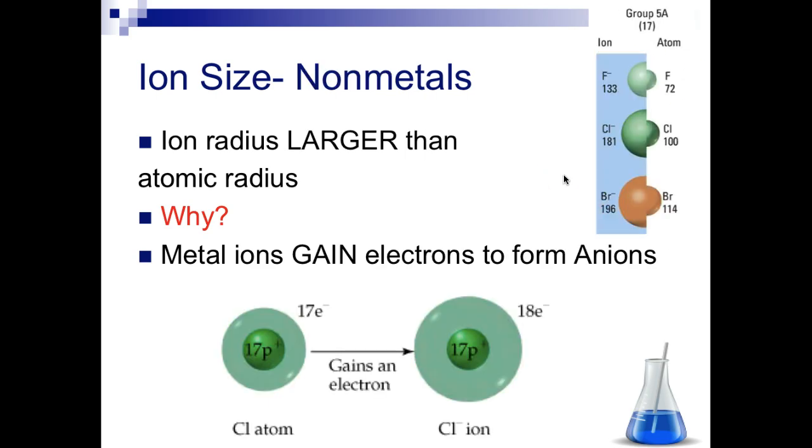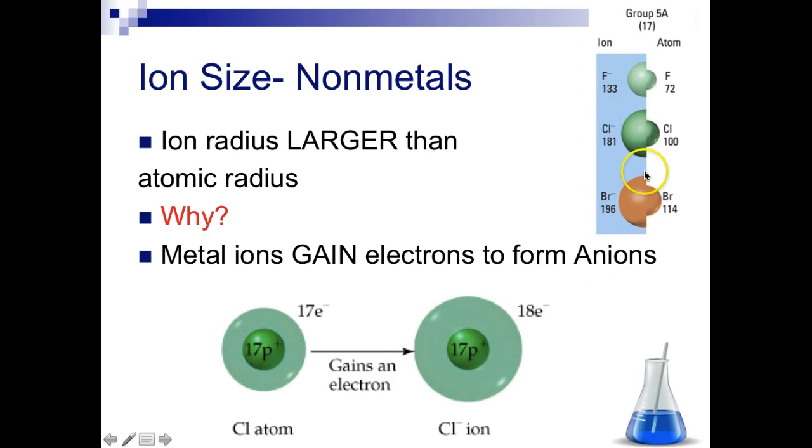Nonmetals is the same thing. So for the ion size for nonmetals, the ionic radius gets larger than the atomic radius. Why does that happen? That happens because nonmetals gain electrons to form anions. So over here we have the chlorine atom. It's going to gain an electron, so instead of having 17 electrons, it's now going to have 18. And look at how the size of the ion increases and gets larger.